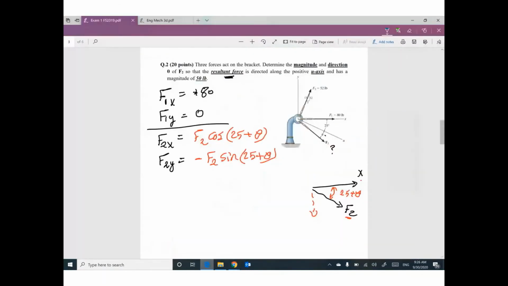Okay, that makes sense. What else? For F3, what is the x component for F3? What is the y component for F3? F3, we don't have the angle, but we have a right angle triangle. So if you select your angle is here, we will have F3, which is 52 cosine theta and 52 sine theta. Go ahead and put your triangle here.